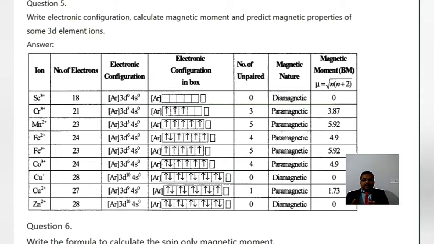Similarly, in the case of Zn2 plus, the new electronic configuration is 3d10 4s0. And in accordance with Hund's rule, there are no unpaired electrons in the d orbital. It is completely filled. And since all the electrons are paired, it is diamagnetic in nature, and the number of unpaired electrons is 0, and thereby the magnetic moment is also 0.